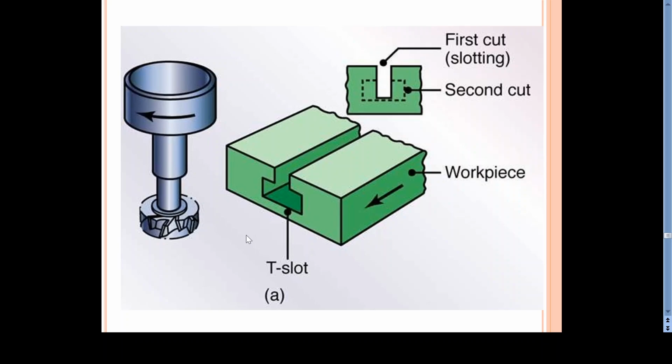So here you can see how it is produced. This is the end milling cutter. So first of all we had to produce this. First cut is slotting this one.